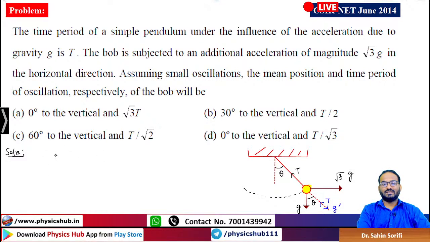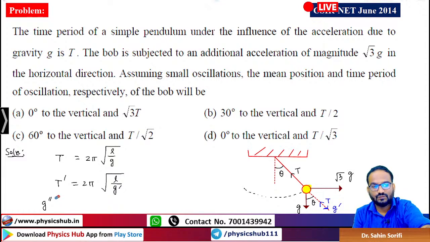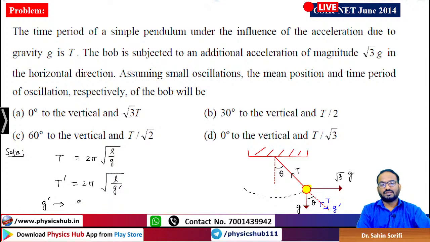First of all, T we know is 2π√(L/g). Now after giving this horizontal acceleration, T will not be T, it will be T prime, 2π√(L/g prime). Look, the length is not changed, only acceleration is given to you, so only g is changing. We need to find out this g prime. Now you see this g prime has two components, one is the horizontal component, another one is the vertical component. So g parallel is equal to √3g, and g perpendicular is g.